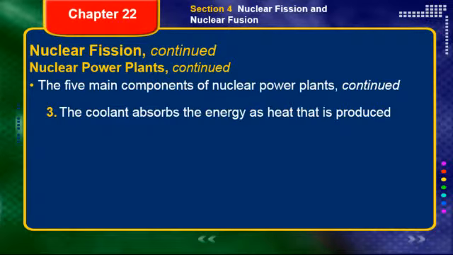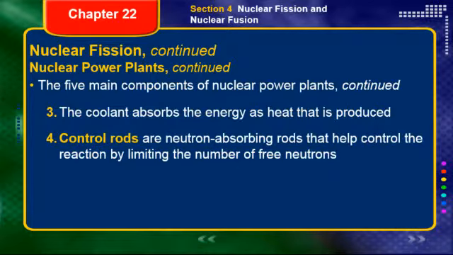Number 3, the coolant absorbs the energy as heat that is produced. So the coolant is what takes in that heat and stores that heat, which will later go into probably driving a steam turbine to generate the electrical energy. But then we have control rods. Control rods are neutron absorbing rods that help control the reaction by limiting the number of free neutrons.